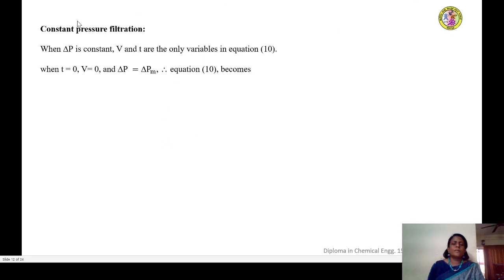So let us now write the equations for constant pressure filtration. So in a constant pressure filtration, delta P will be constant. So V and t are the only variables in the equation number 10. Okay. So writing the equation, at t is equal to 0, V also will be equal to 0. Delta P will be equal to delta Pm. So equation becomes dt by dV equals mu alpha CV by A square delta P plus mu Rm by A delta P.